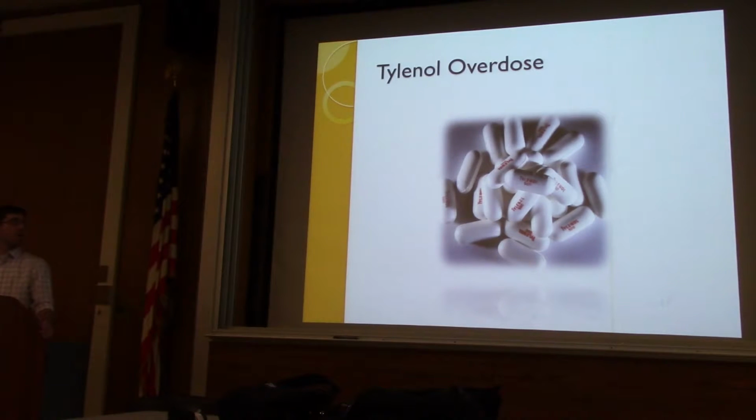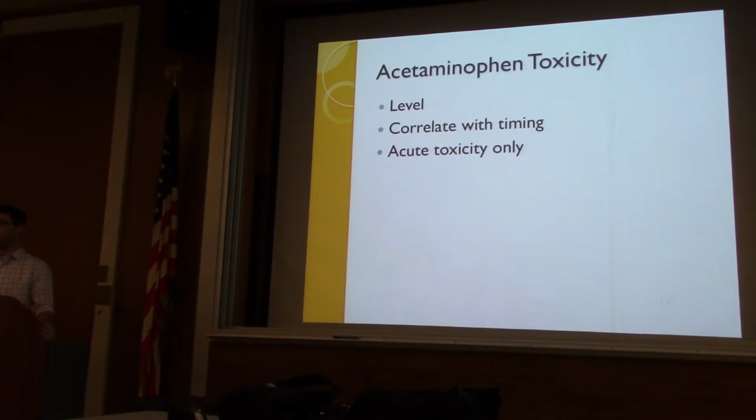So the first type of thing that we'll talk about that applies to the ED is Tylenol overdose. With acetaminophen toxicity, you really want to get a level. You want to correlate it with the timing. And keep in mind that when we talk about all these acetaminophen things, most of the studies have been done in acute toxicity. I actually don't know if I found any for acetaminophen that were really done for chronic, but I didn't really look that hard.